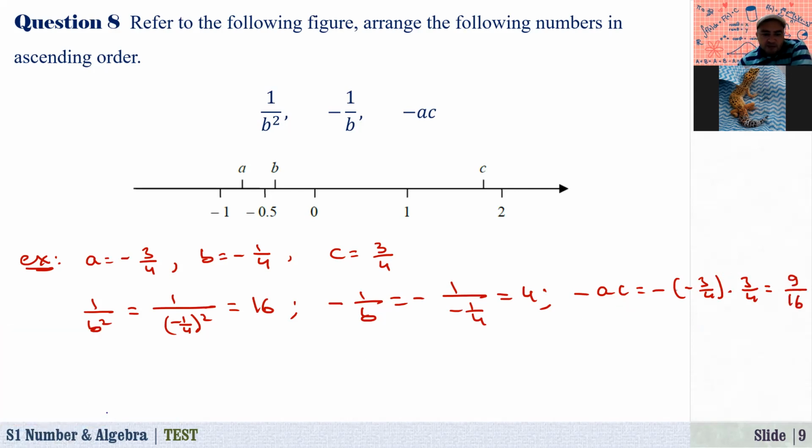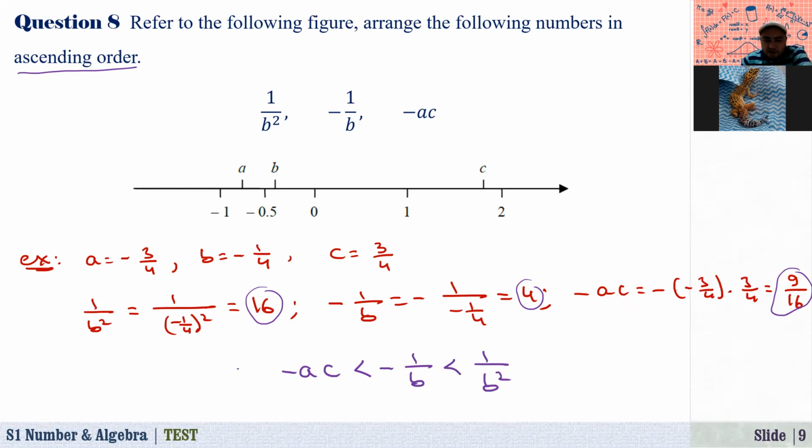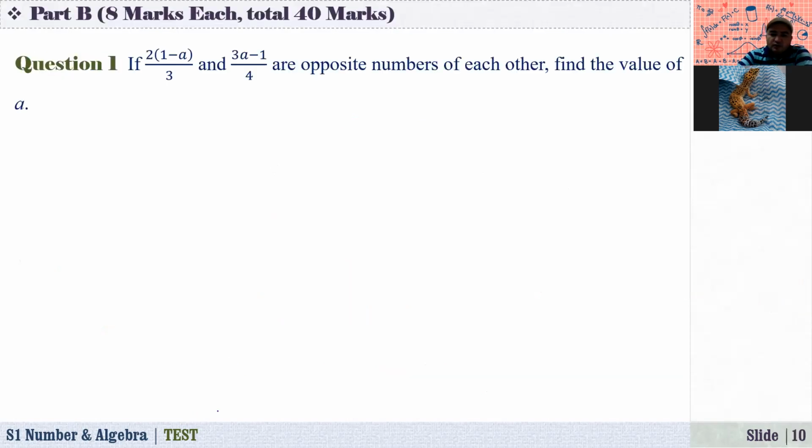So now we can see which number is the biggest. It says following numbers in ascending order from the smallest to the biggest. The first number is 16. The second one is 4. And the third one is 9/16, right? So which one is the smallest here? -AC is the smallest. Second one is -1/b. And the biggest will be 1/b squared. Okay, that is one way to compare these things. Now, of course, if you say it's proof, then we can prove this. Here we have 1/b squared. Okay, it's just one idea to solve this kind of questions. Part B.